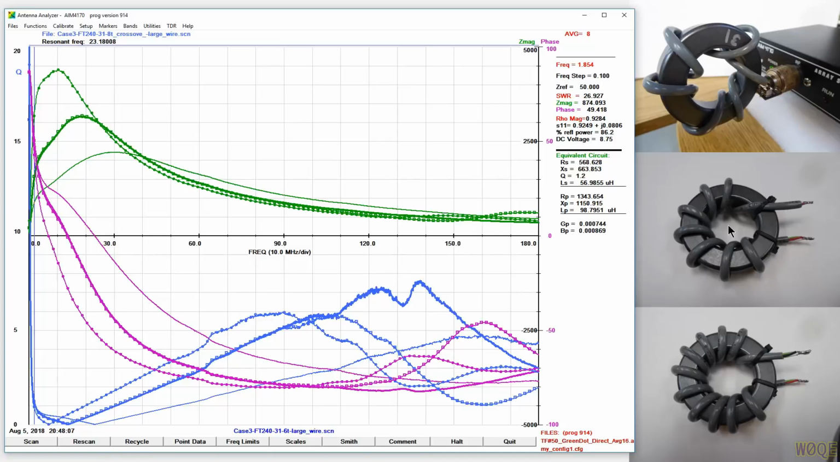8 turns seems like the good choice. And these are incredibly high impedances. 2,500. This is 3,000 ohm peak right here, and this is 4,400 ohms, which is incredible and almost impossible to achieve, as we'll see in a moment.